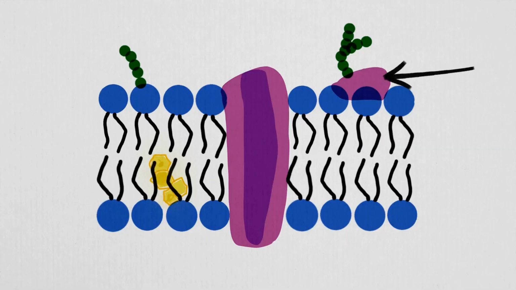These channels may be gated and allow specific ions or small molecules to cross the membrane through facilitated diffusion or active transport. Peripheral proteins, like hormones and antigens, are more loosely attached to the membrane and are involved in cell recognition and communication. Membrane proteins can also provide anchorage for the cytoskeleton, aiding in structural support and cellular movement.